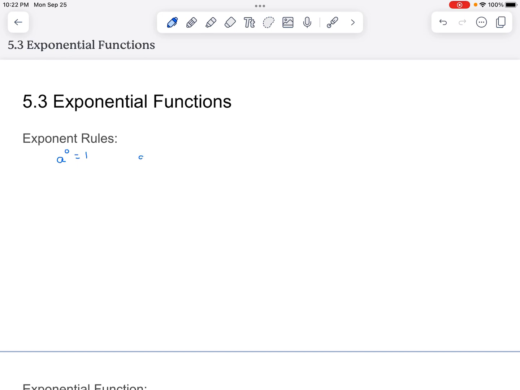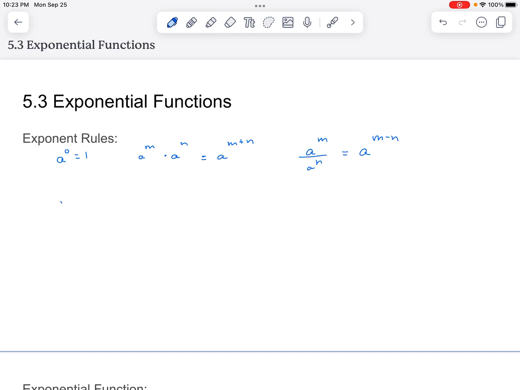If you have a to the power of m times a to the power of n, you're going to add those exponents. Instead of multiplication, let's say that you have division. If you have division, then this is really subtraction of those exponents.